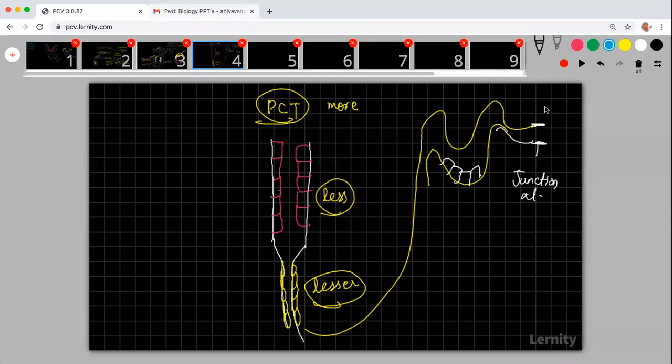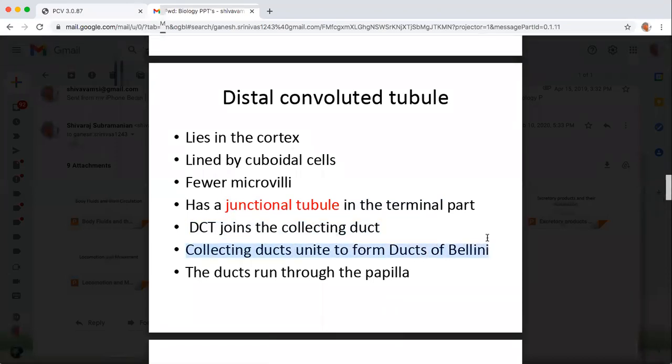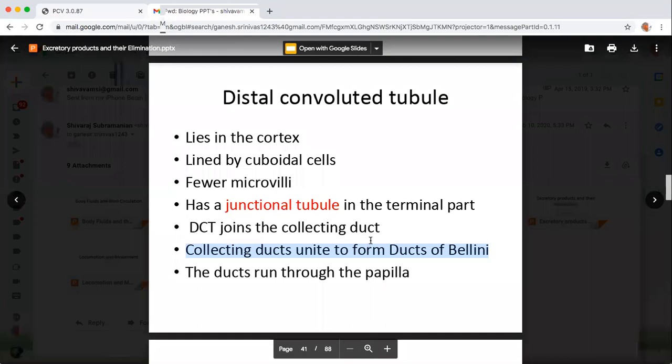So this is where your collecting duct will come and join. Where the collecting duct joins, it will have a specialized tubule which we call the junctional tubule, and then the DCT joins the collecting duct. Ducts unite to form ducts of Bellini. Okay, so all these ducts will be connected.